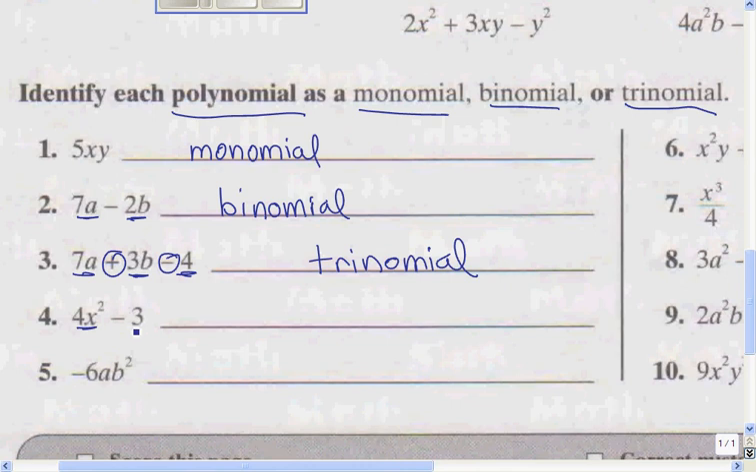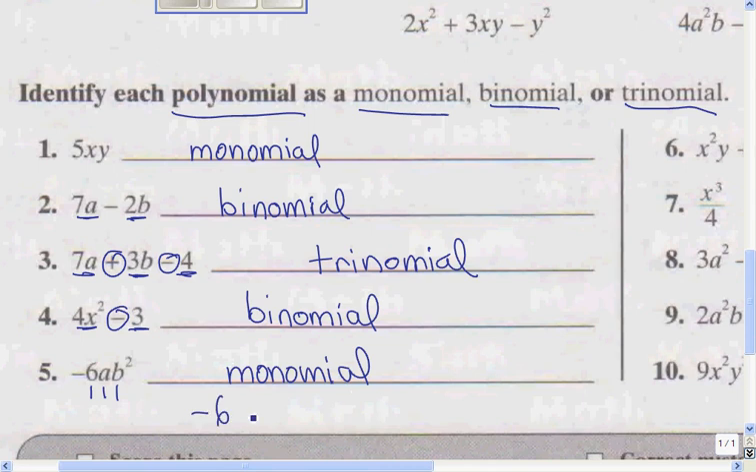Here this is considered a binomial because it's separated by a negative sign. The two terms are separated by a negative sign, so it's a binomial. This is a monomial even though there's three numerals and letters. They're not separated by addition or subtraction signs, so it's considered a monomial. If they would have each been separated by an addition sign like this, then it would have been a trinomial. But since they're not separated by an addition or subtraction sign, it's considered a monomial.